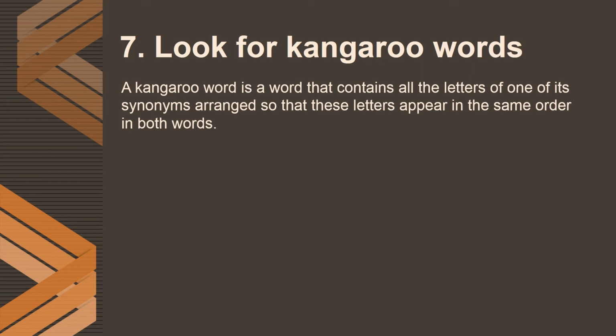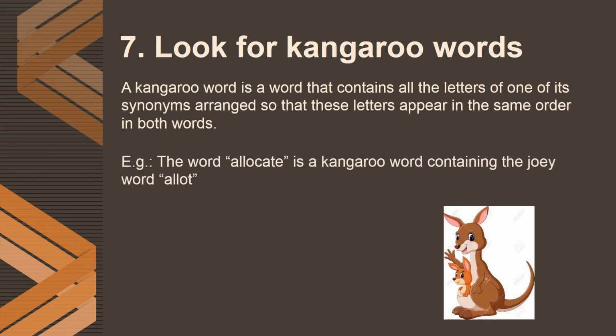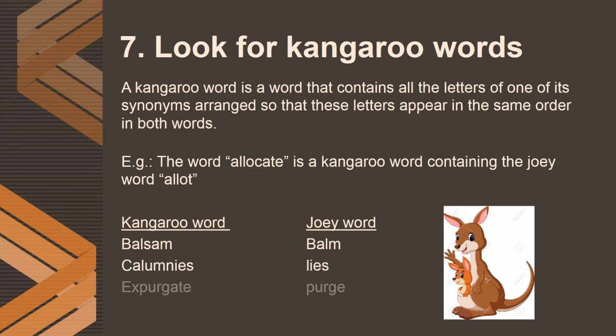For example, the word allocate is a kangaroo word containing the joey word allot, and both mean the same or are similar in meaning. We have a lot of other examples that include balsam, balm, calumnies, lies, expurgate, purge, quiescent, quiet, etc.